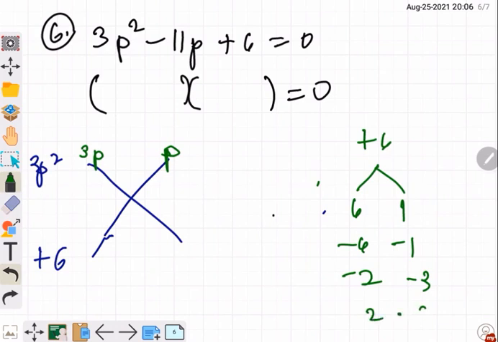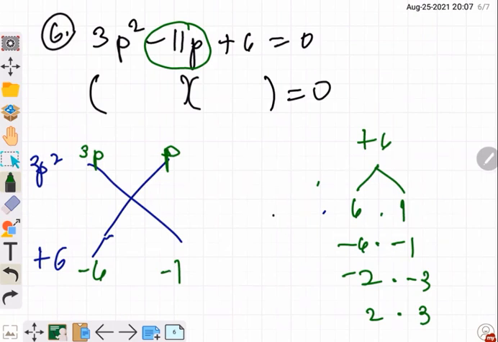Okay, so if you're going to put 6, 1 here, look at this. I said a while ago that we can use our intuition. If we're going to put positive 6 and positive 1, it is very unlikely that we'll get negative 11. You see that? Positive 6 and negative 1 will not give us negative 11 either, because when you cross multiply, it will give us positive. So let's try with the negative. Negative 6 and negative 1.